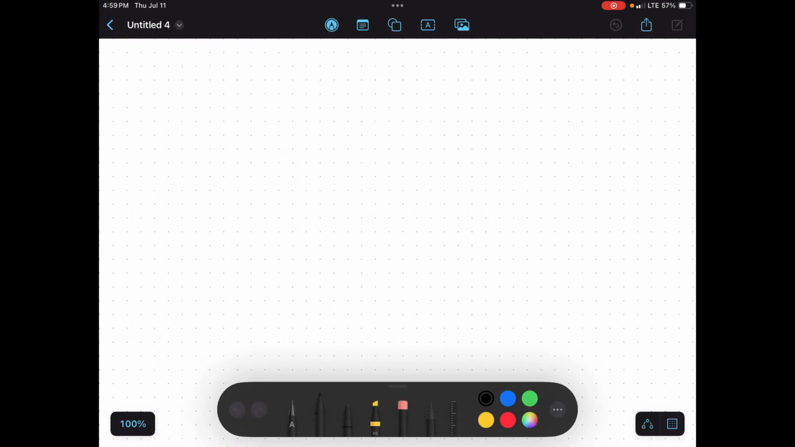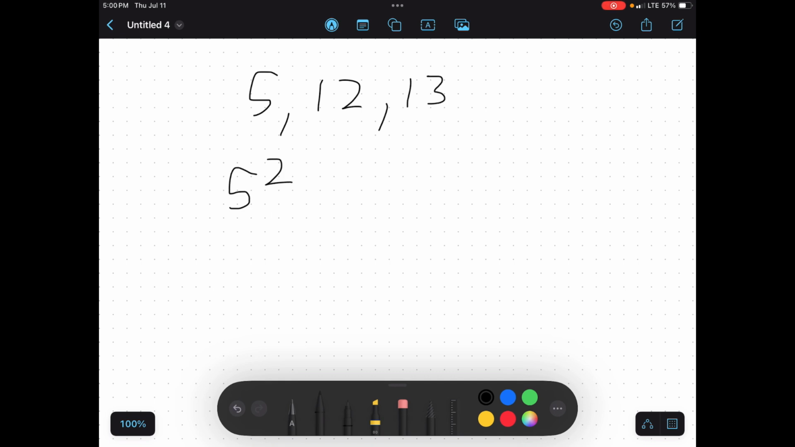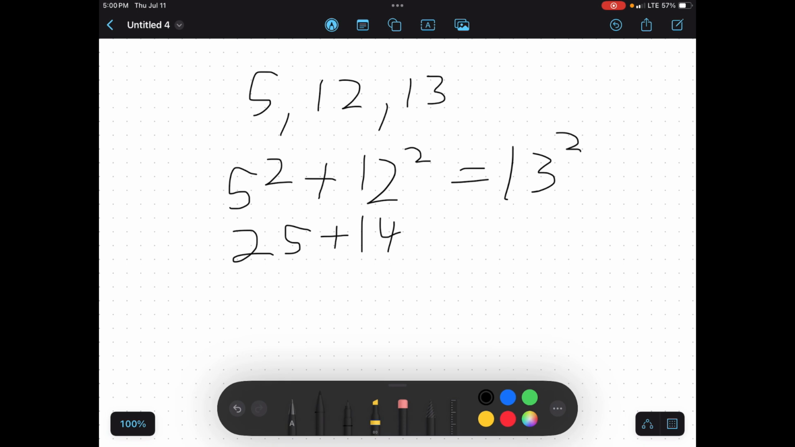There are several others, 5, 12, 13, for example. And we can show that 5 squared plus 12 squared is equal to 13 squared. 25 plus 144 is equal to 169. Now these are just two, I would say the two most basic Pythagorean triples that we have.